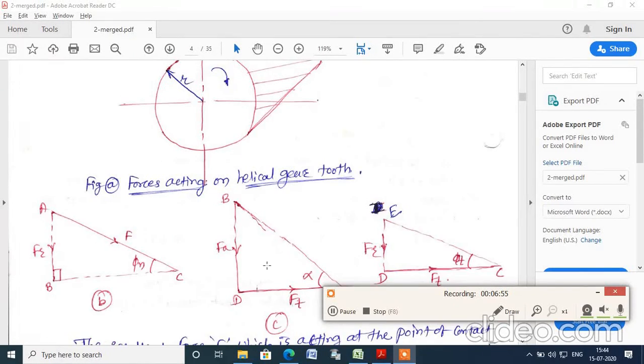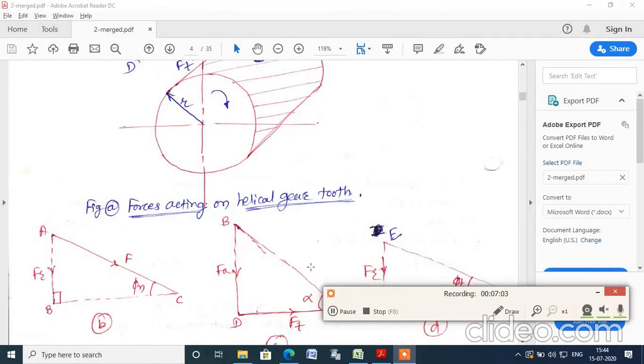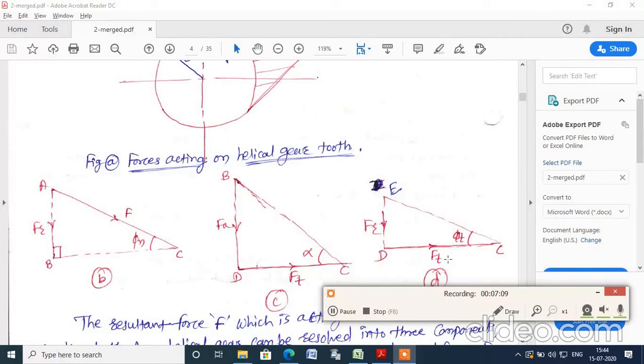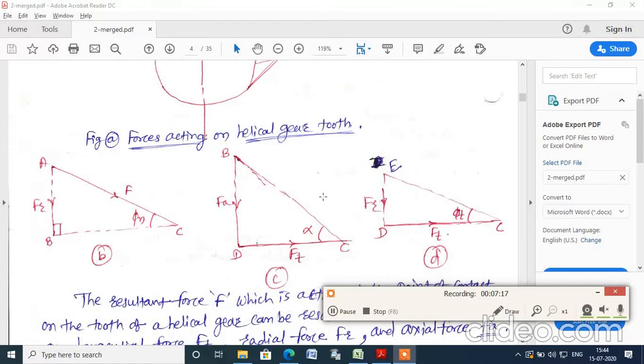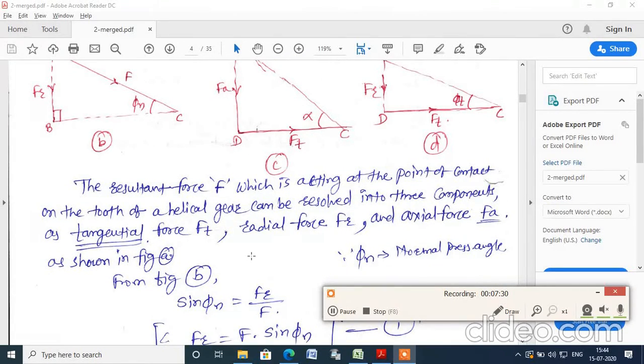Second one, triangle BDC. This is also Fa and Ft, where the angle is alpha. And the third one is triangle EDC, with Fr and Ft, and the angle is phi t, correct? So the resultant force F acting at the point of contact on the tooth of a helical gear can be resolved into three components, namely tangential force Ft, radial force Fr, and axial force Fa, as shown in the figure.